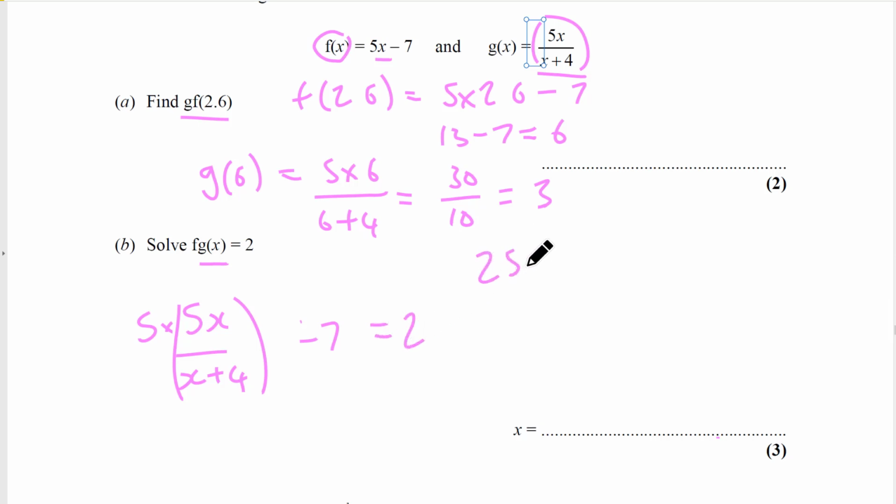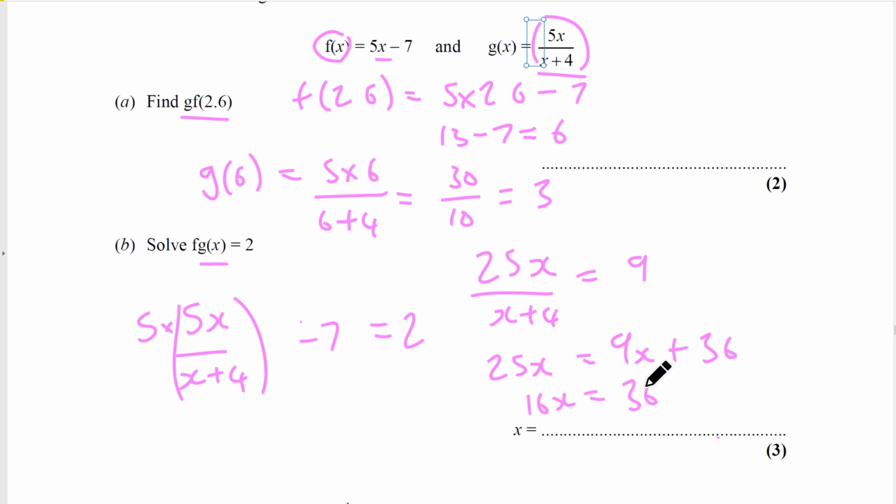We've got 25x over x plus 4 minus 7 equals 2, but if I plus the 7 over, I'm going to get equals 9. Multiply out by x plus 4 on both sides, so we're going to get 25x equals 9x plus 36. Minus the 9x on both sides, so we're going to get 16x equals 36.